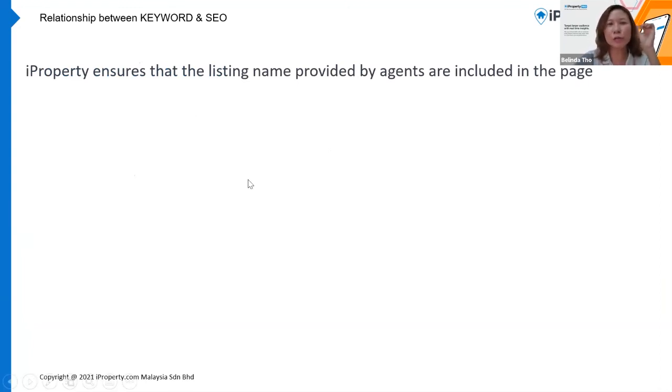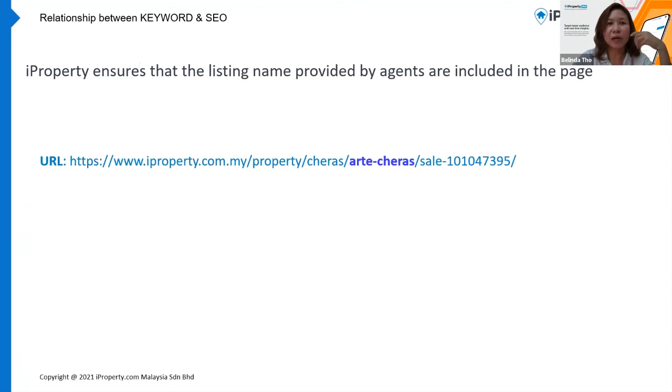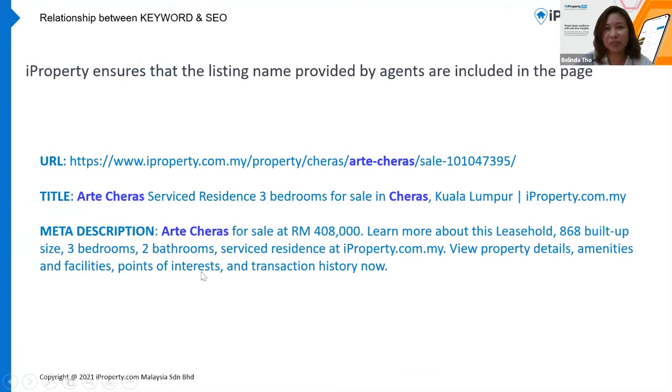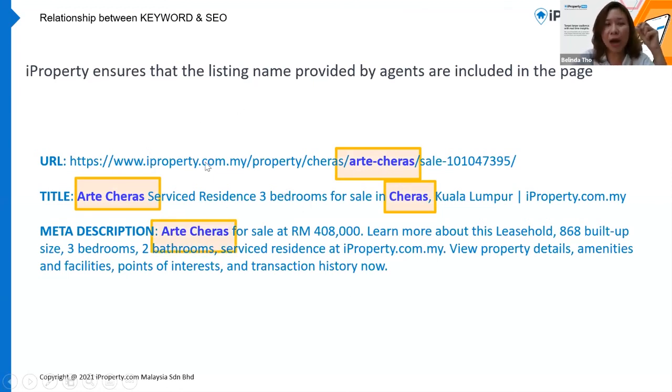As and when you put down the keyword of your building or the area name, iProperty will ensure that your listing name will always appear in the URL, in your title, and in your meta description. You can see Ate Ceras is being captured in your URL, in your title, and in your meta description. All this job is done behind the scenes automatically by our iProperty SEO team. You don't need to do it yourself.